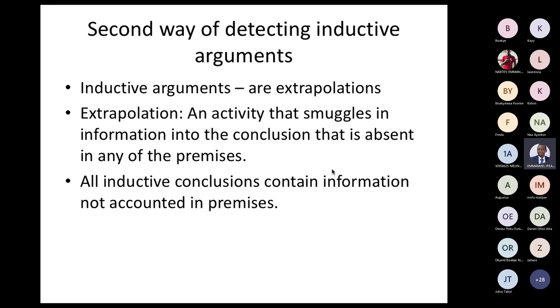Now, the second way of detecting inductive arguments is that inductive arguments are extrapolations. They are strictly extrapolations. Extrapolation is an activity that smuggles into the conclusion information that is absent in any of the premises. So all inductive conclusions contain information that is not accounted for in the premises. Now we will see how that works.